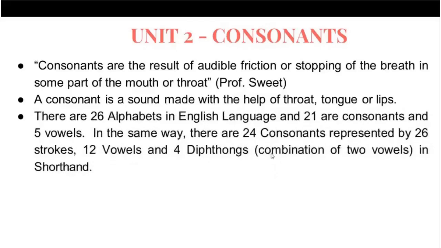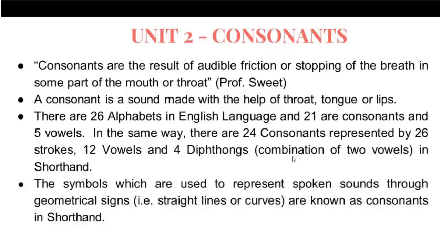Basically, there are 26 alphabets in the English language, of which 21 are consonants and 5 are vowels. In the same way, there are 24 consonants represented by 26 strokes, 12 vowels and 4 diphthongs. Diphthong means a combination of 2 vowel sounds. In short, the symbols which are used to represent spoken sounds through geometrical signs, that is, straight lines or curves, are known as consonants in shorthand.